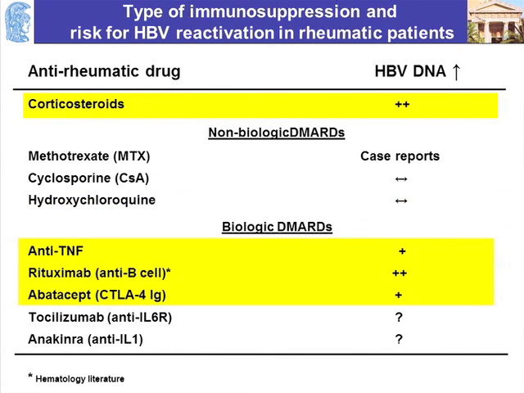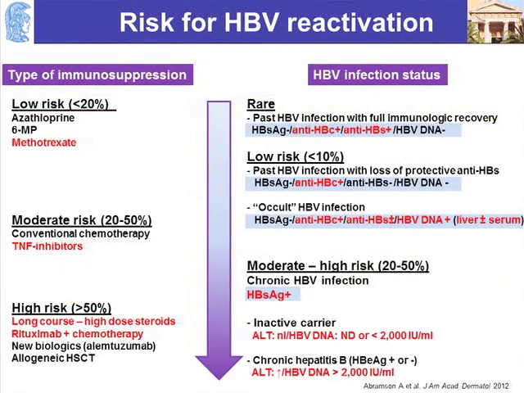We know that steroids, especially the high-dose steroids, increase HBV DNA levels. There is good evidence that anti-TNF and rituximab do the same, and there are some recent data that abatacept can also do the same thing. We do not have enough data for tocilizumab or the latest biologics. And again, we do not have enough evidence for the non-biologic DMARDs. But if we take into account how many patients we have treated all these years, maybe the risk is lower, but it's never zero.